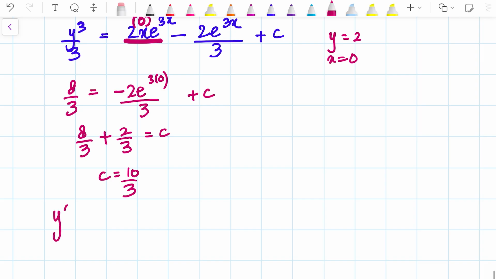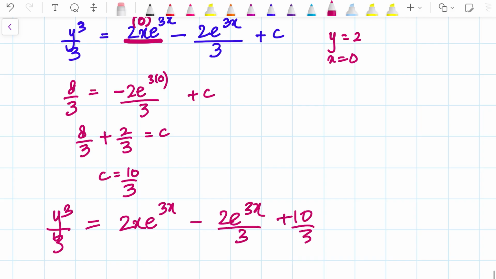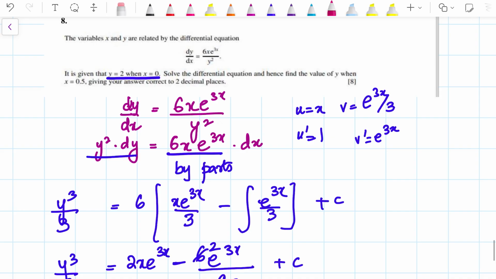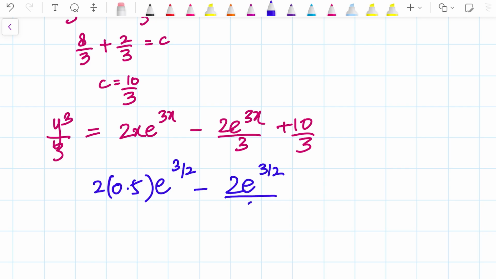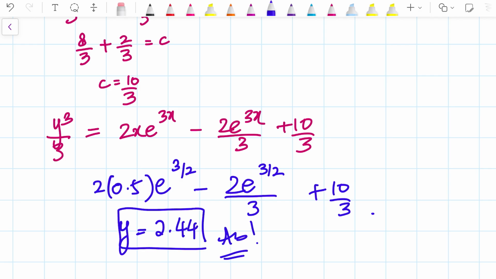Now next is y cube upon 3 equals to 2x e3x minus 2e3x upon 3 plus 10 upon 3. Now the question here says, find the value of y when x is 0.5, giving your answer to two decimal places. So the value of x is 0.5. Let's input it. All right. Multiply by 3, then a cube root. So my value of y comes out to be 2.44. And that's going to be my answer.